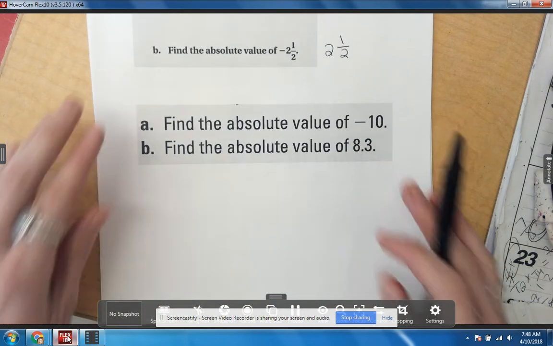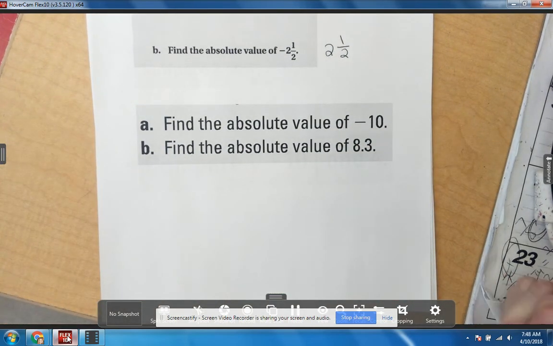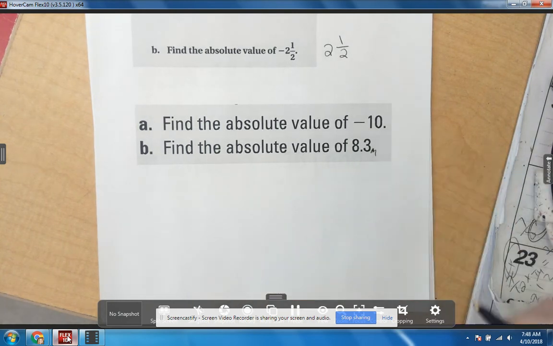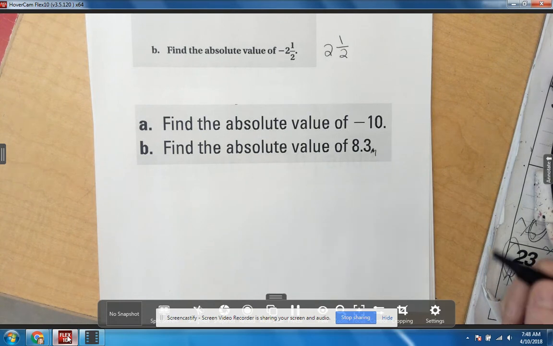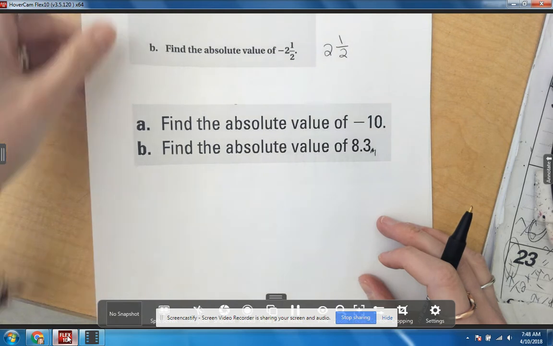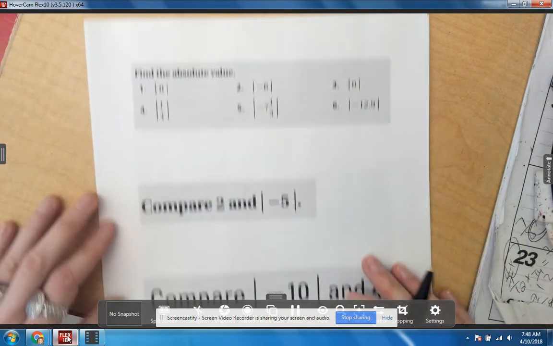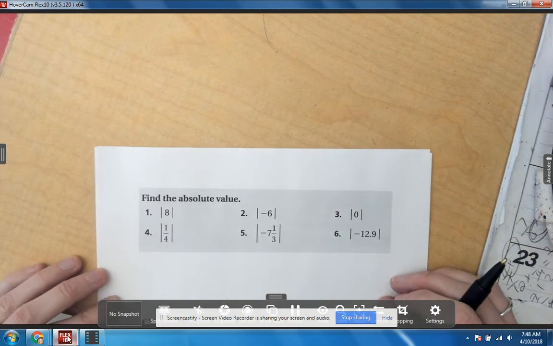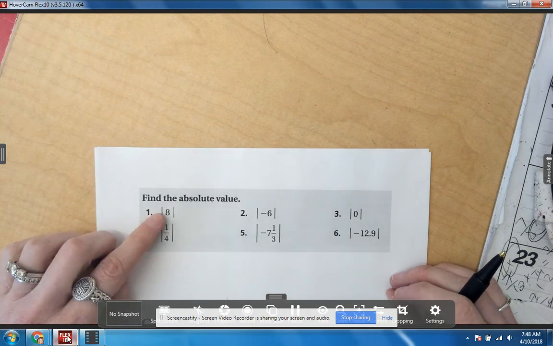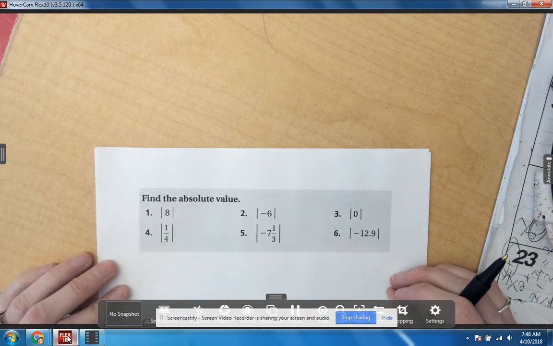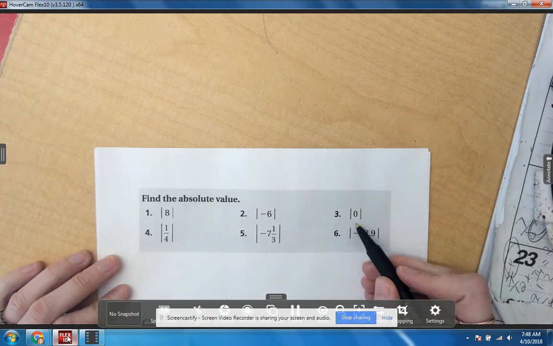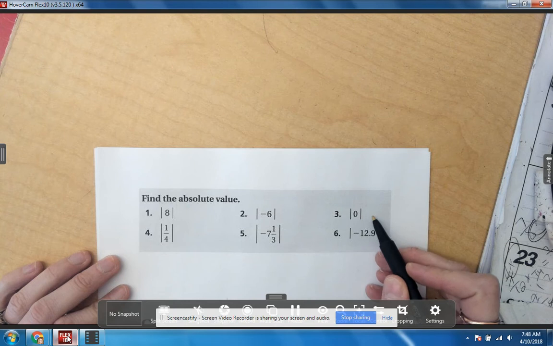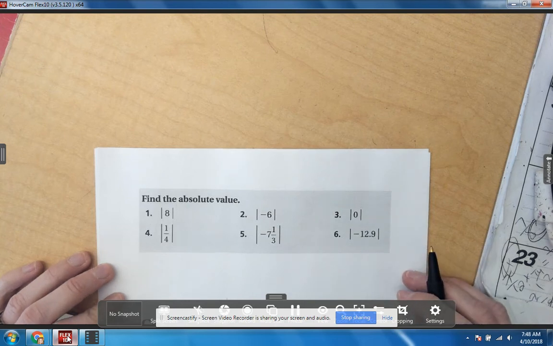All right, so I'm going to have you try these two. It says find the absolute value of -10, find the absolute value of 8.3. This is just kind of like a period at the end of a sentence. So all you're going to do is write those numbers as the positive versions of themselves. So try those two. All right. I'm going to have you try these 6 as well. So make sure you pause it. Again, the symbol just means how far away from 0 are these numbers. All you're doing is making them positive. 0 is not positive or negative, so you're just going to write 0 again. Okay, so see if you could try these 6.